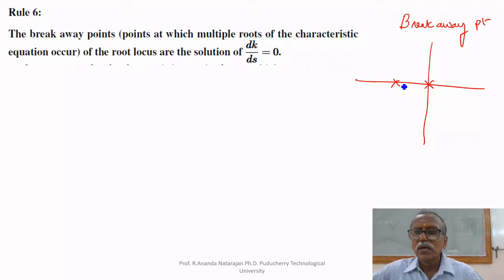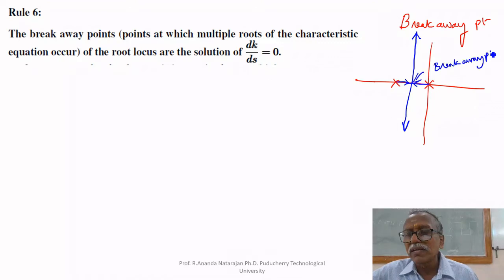Therefore, the root locus coming from this pole this way and from this pole this way, both meet at one point. Then they break away, and one goes to infinity and the other goes to infinity. This is a second order system. So this point is called the breakaway point.